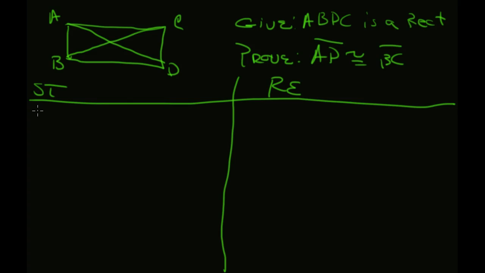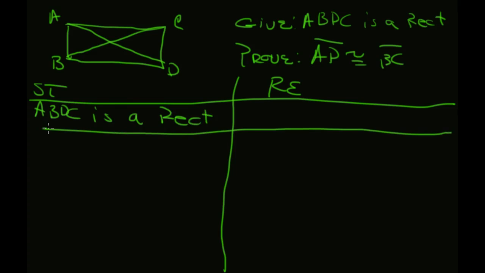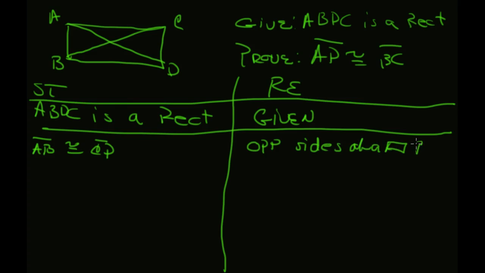Okay, so we're given that ABDC is a rectangle. Okay, that's pretty straightforward. That's what we're given. Okay, so because a rectangle is a parallelogram, we know that AB has to be congruent to CD because the opposite sides of a parallelogram are congruent. So that has to be congruent to that. Moments ago, we proved that the opposite sides have to be congruent.